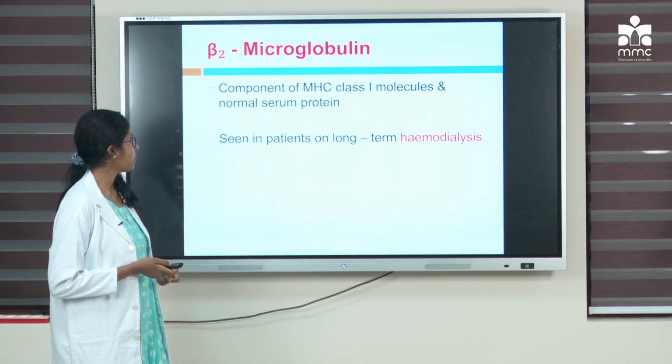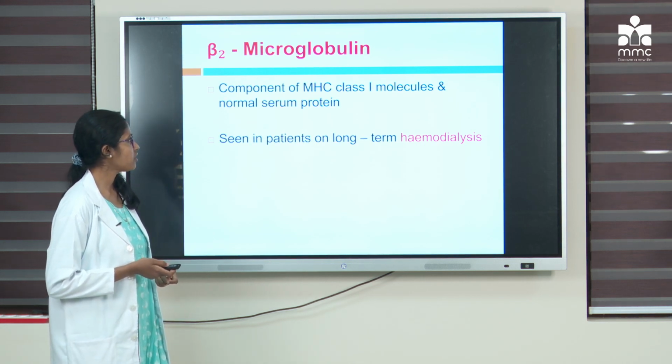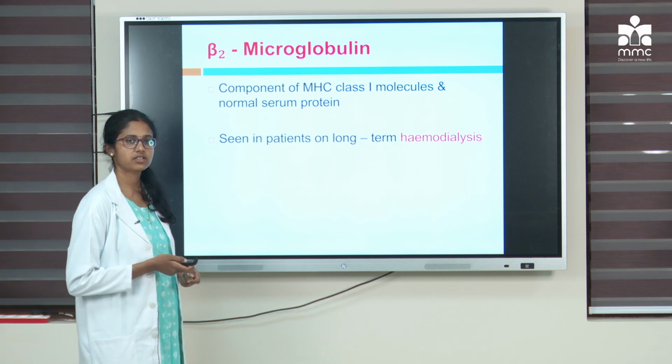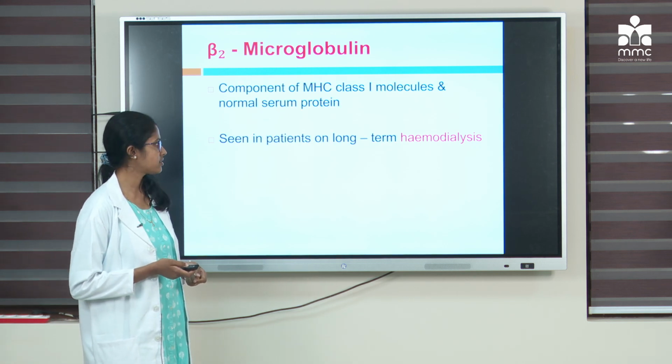Then it is beta 2 microglobulin. It is a component of major histocompatibility complex class 1 molecules and a normal serum protein, and it is seen in patients on long term hemodialysis.